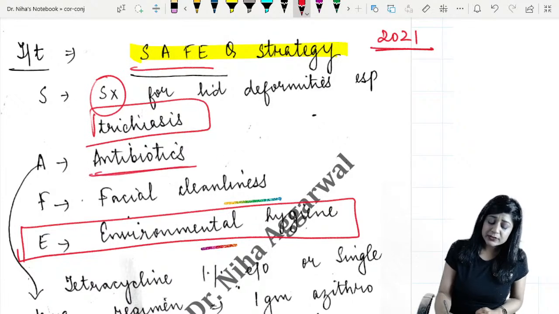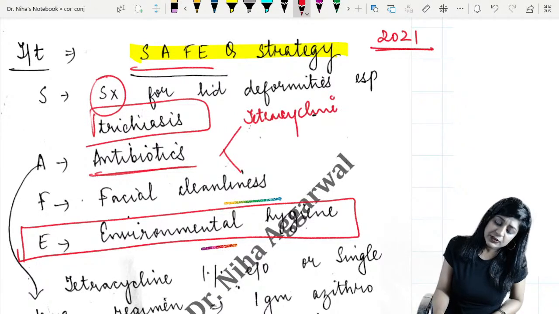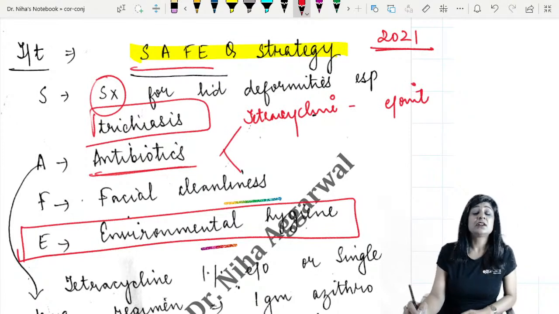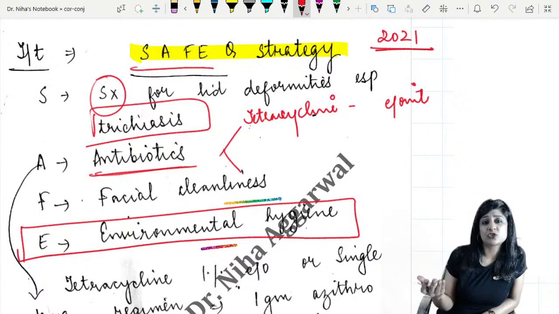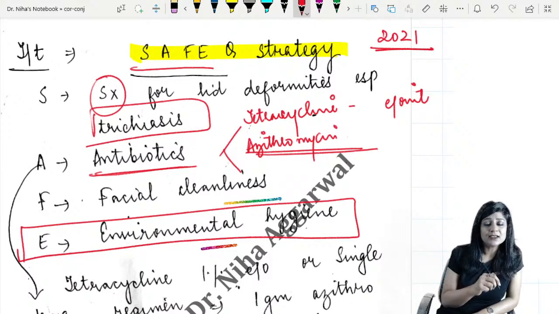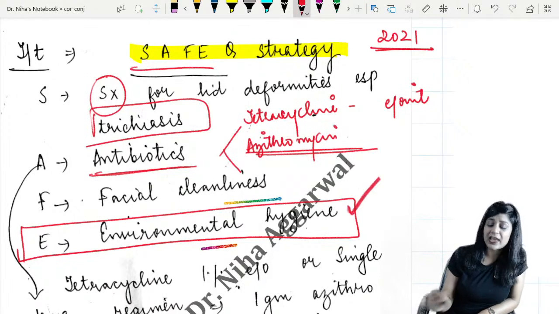Now when I talk about the antibiotics, we can use erythromycin, we can use tetracycline. These are used in the form of eye ointment, but nowadays a single drug regimen is most commonly used. There we are using azithromycin, 1 gram oral stat you can give. So that is your azithromycin. Then F for facial cleanliness, and last is your environmental hygiene.